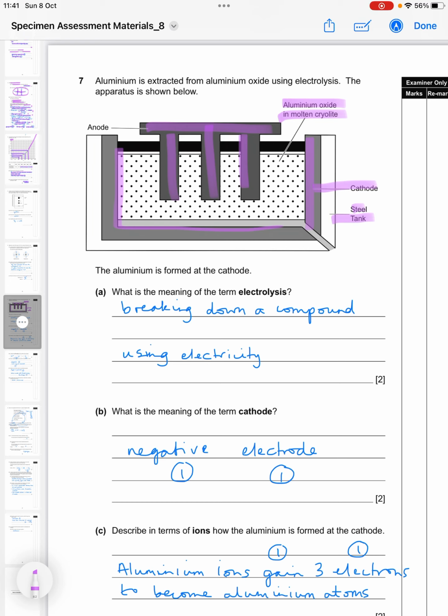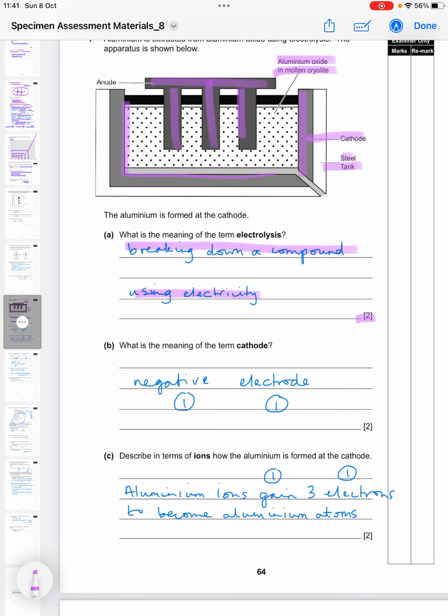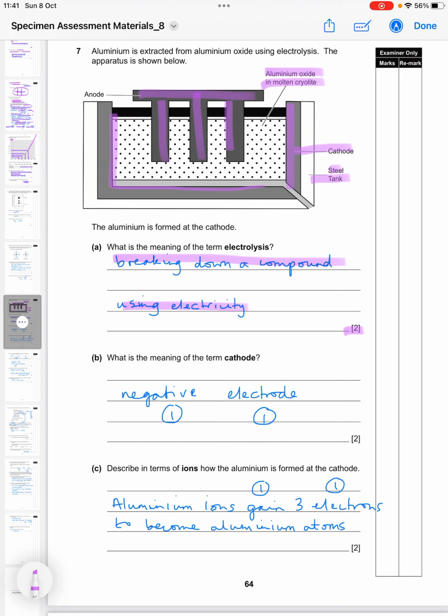What's the meaning of the term electrolysis? So 2 marks for this. It's breaking down a compound using electricity. And what's the meaning of the term cathode? The cathode is an electrode, and remember, don't panic, positive anode, negative cathode. So it's the negative electrode.